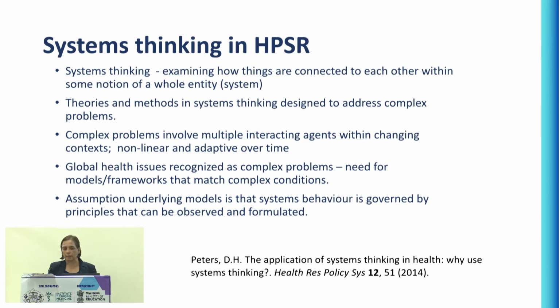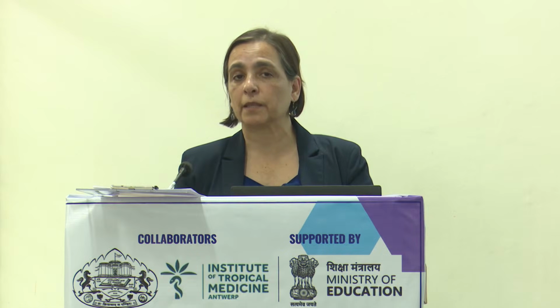What makes something complex? A complex problem is where you have multiple interacting agents within a changing context. It means that it's impossible to look at how things happen in a linear way. It's non-linear and it's adaptive over time, okay? And we'll think about that. But basically, if you think about most health systems interventions, so for example, something that you introduce which is a provider incentive, or even a new technology, it is complex.